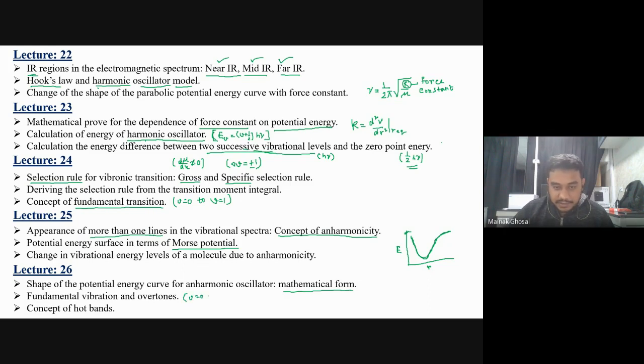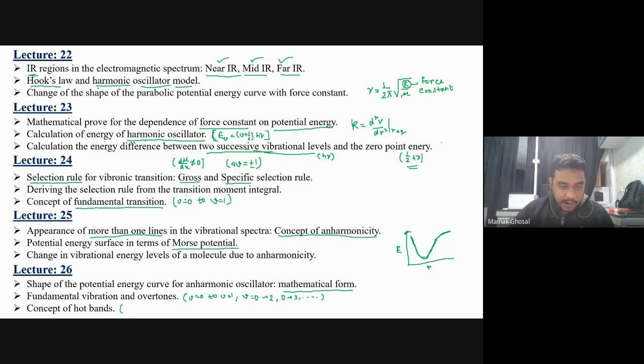This is V equals 0 to V equals 1. And overtones are all other transitions rather than 0 to 1. That means 0 to 2, 0 to 3, any other transitions, they are overtones. This is the first overtone, 0 to 2, this is the second overtone, like that.